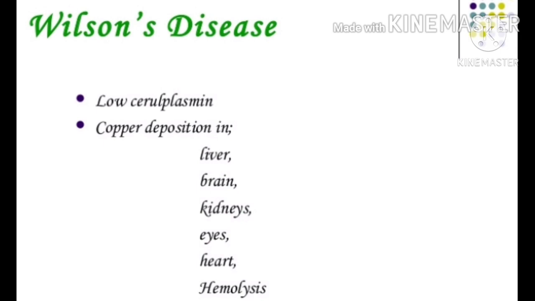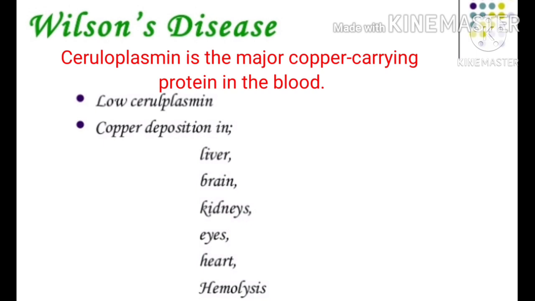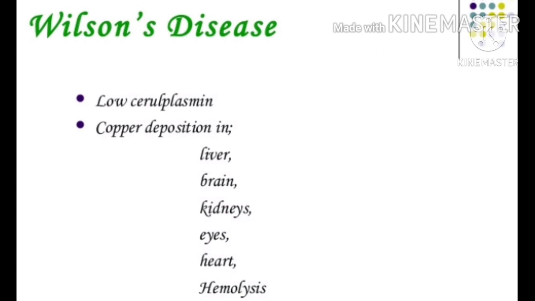Okay, the option D in the question is Wilson's disease. Wilson's disease is an autosomal recessive disorder. It is characterized by low ceruloplasmin. Ceruloplasmin is a protein, a major copper-carrying protein found in the blood. Okay, this disease is also characterized by higher copper deposition in liver, brain, kidneys, eyes, heart, and also it is characterized by a condition called hemolysis.